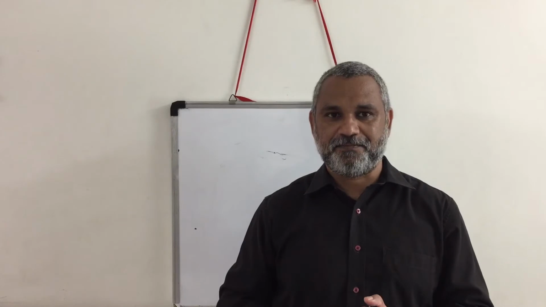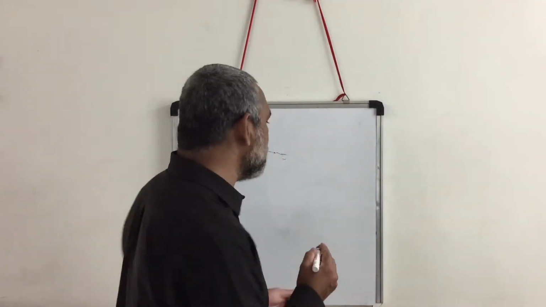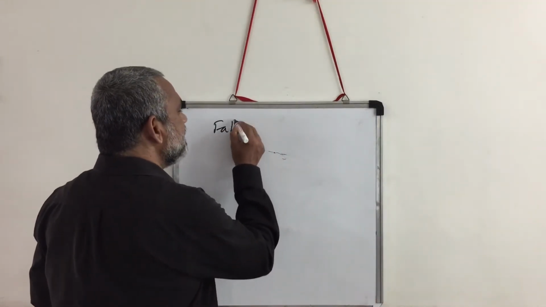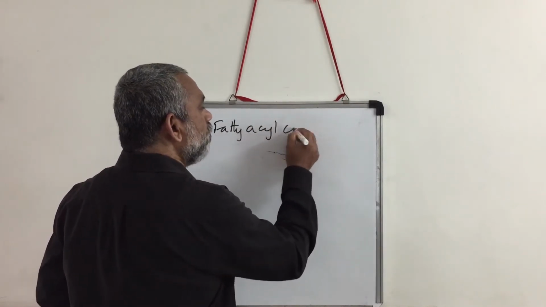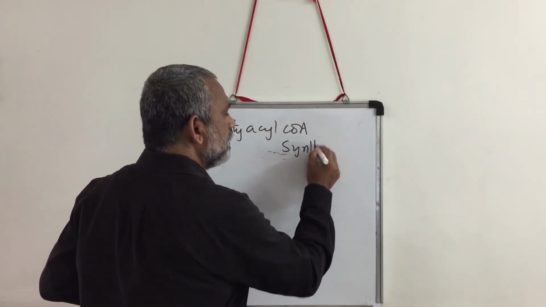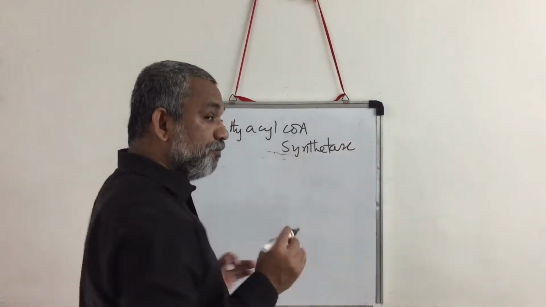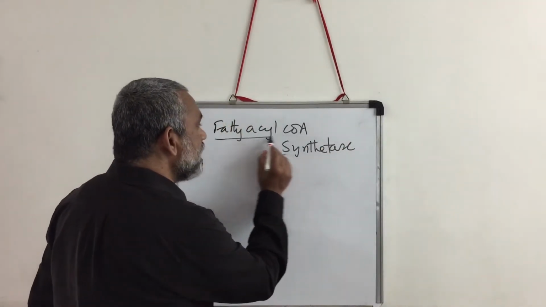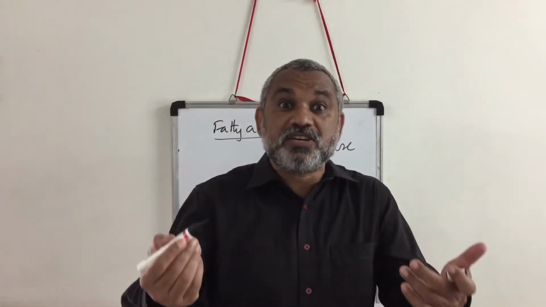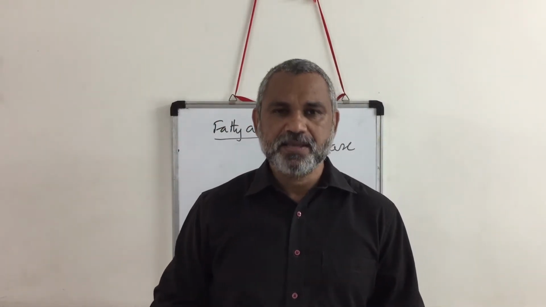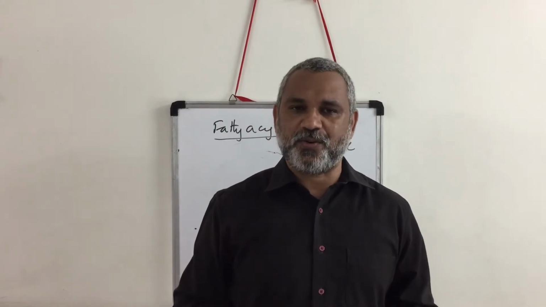Why activation? Activation is, in a way, increasing the energy content and priming the fatty acid to be oxidized. That's why activation is happening to fatty acids. Activation is carried out by an enzyme known as fatty acyl CoA synthetase. Therefore, we should understand that we are going to make a fatty acyl CoA, that is the activated form of fatty acid. How do we make this fatty acyl CoA?